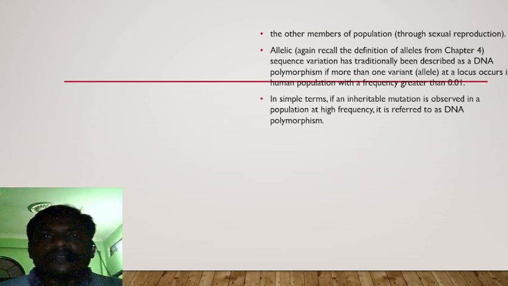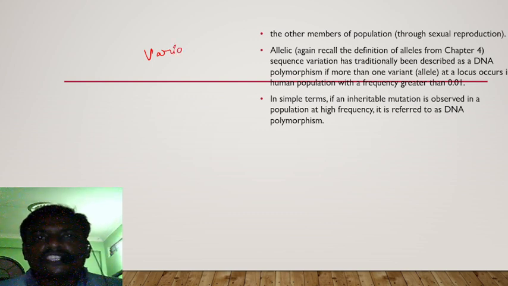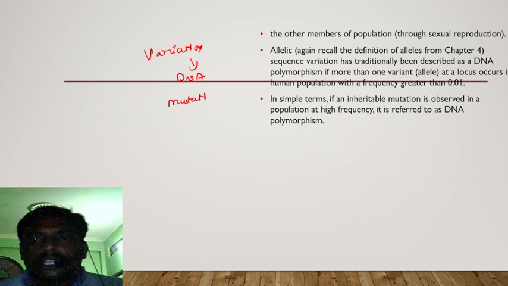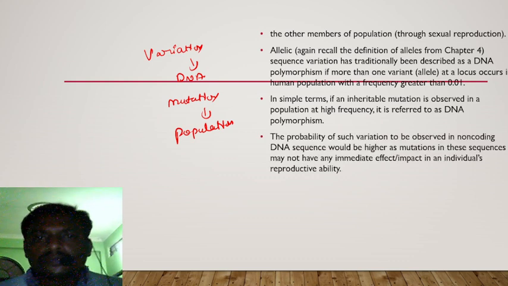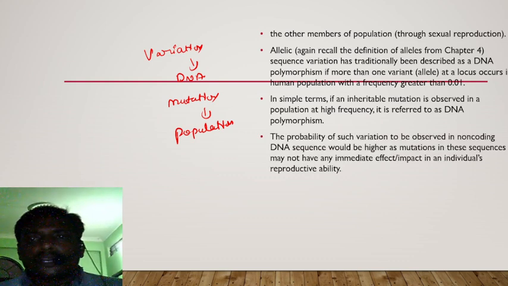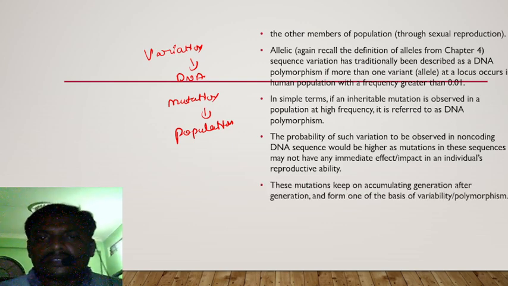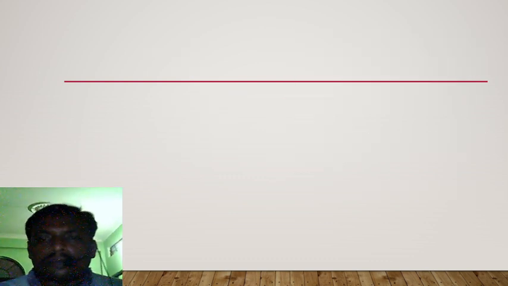Allelic sequence variation at the alleles has traditionally been described as a DNA polymorphism. In simple terms, an inheritable mutation observed in the population at a high frequency is referred to as a DNA polymorphism. The probability of such variation being observed is higher in non-coding DNA sequence. Mutations keep on accumulating generation after generation, forming one basis of variability, polymorphism.